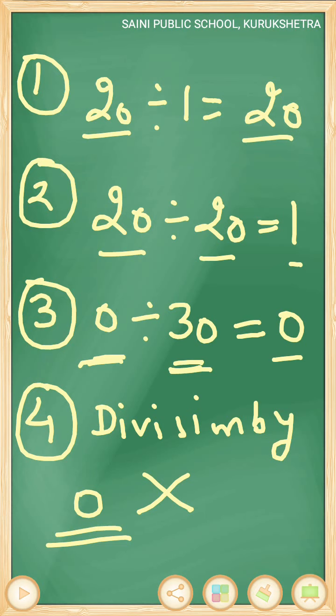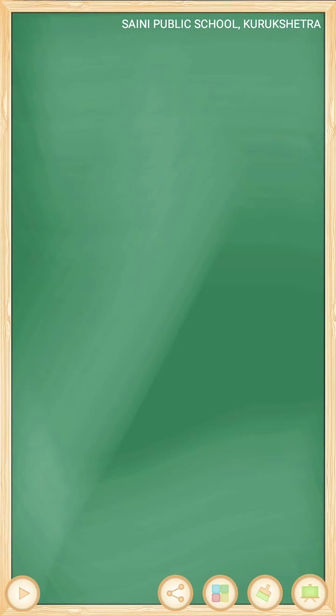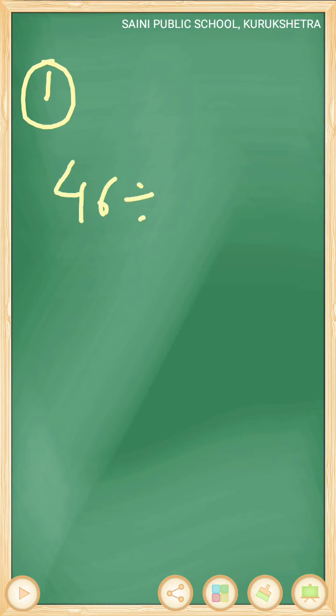Now using these four properties, we will discuss some problems. Let us start. First problem. If I write here 46 divided by 1 and here is fill in the blanks, then what you will write here?